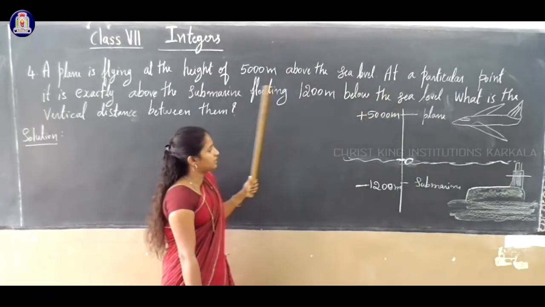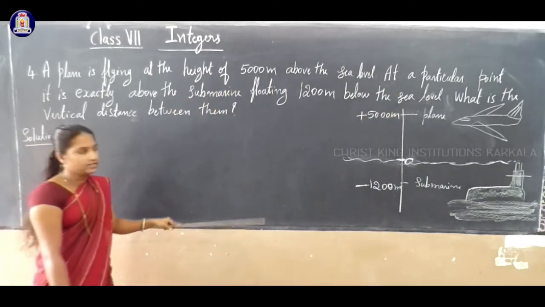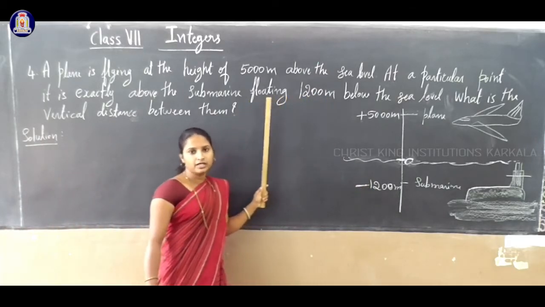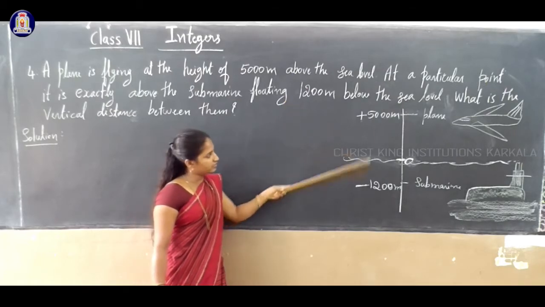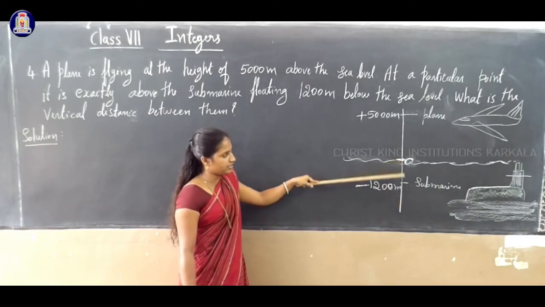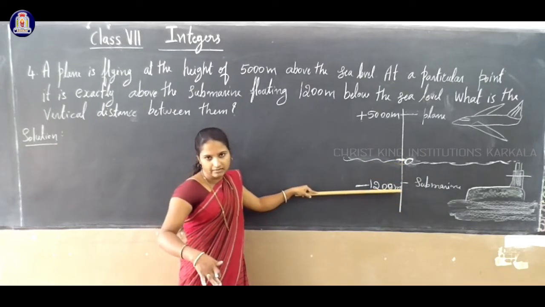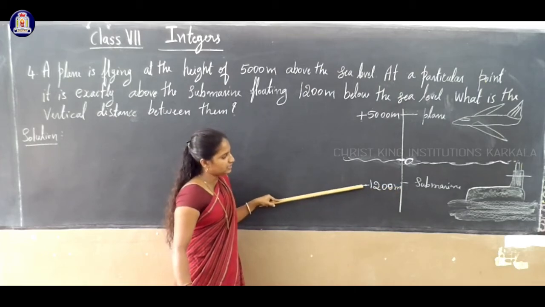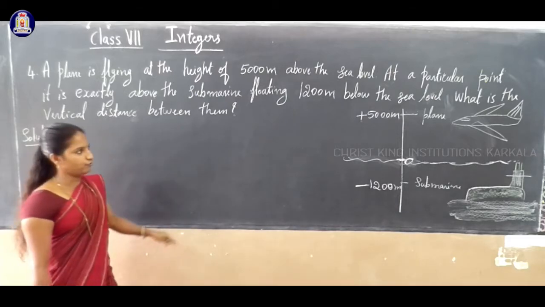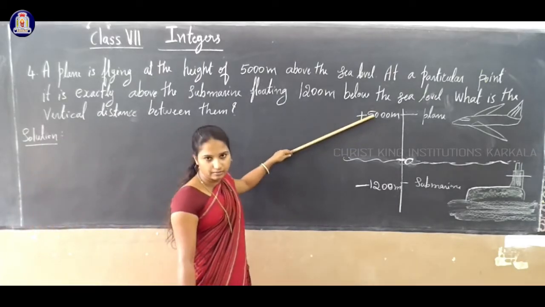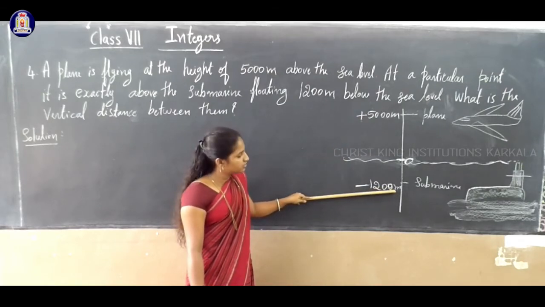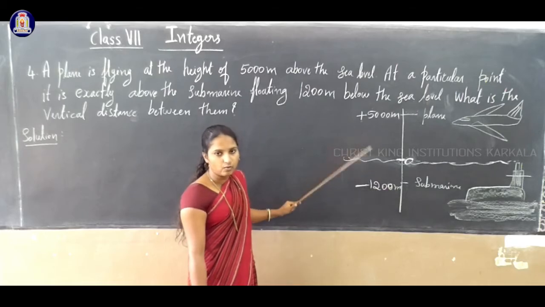Next, the submarine is floating below the sea level, and the distance is 1200 meter. In the question it is not mentioned whether it is minus or plus, right? But while seeing the figure, we can understand that the submarine is floating below the sea level. So the sign here is minus 1200 meter. The plane is flying at a height of 5000 meter and the submarine is at minus 1200 meter. Clear?